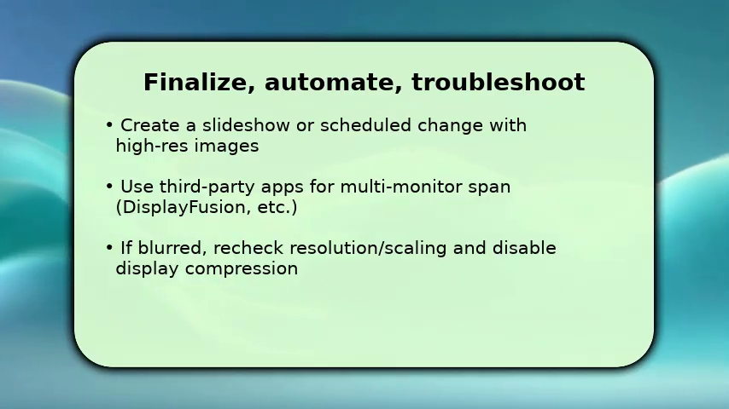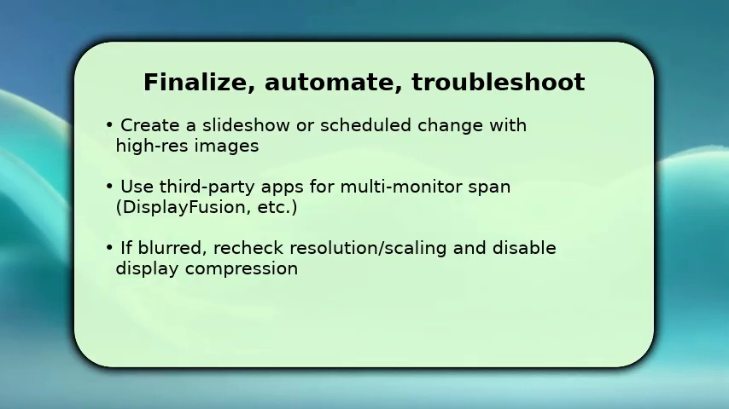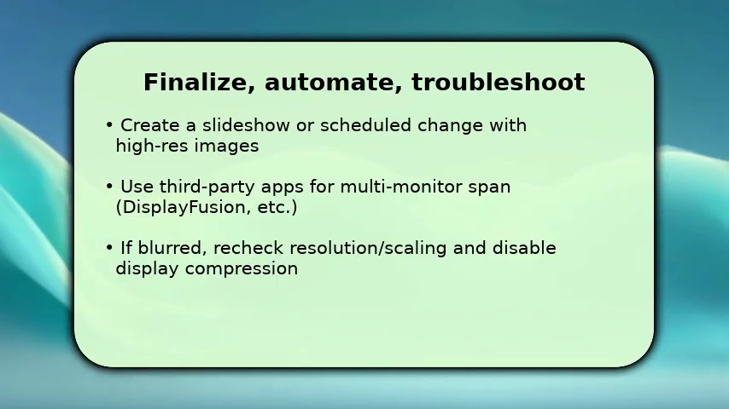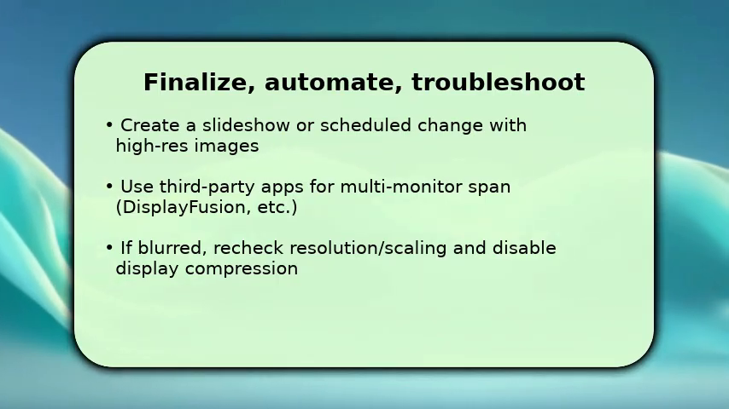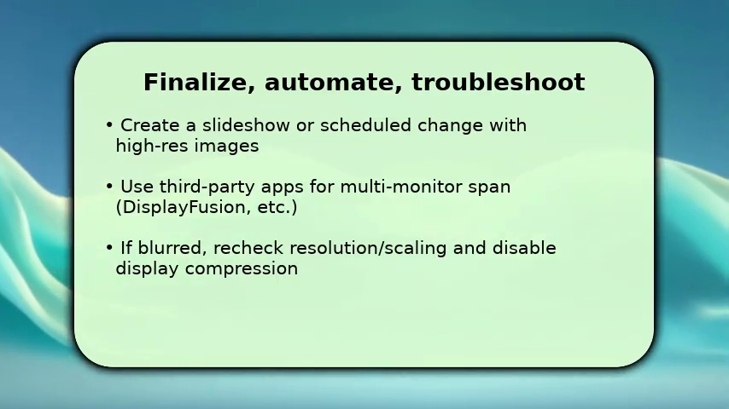If the wallpaper looks blurred, stop and recheck the file resolution and OS scaling, and disable any display compression or automatic image optimization. This single troubleshooting step solves most sharpness and alignment problems quickly.